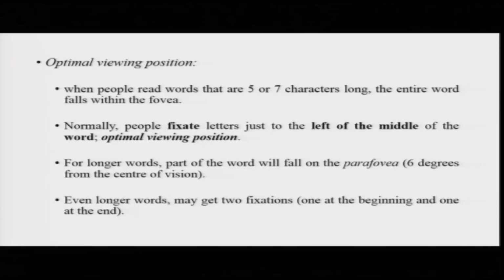When people read words that are around 5 to 7 characters long, the entire word falls within the fovea, and what people normally do is fixate on letters just left of the middle. For a 5-letter word, just left of the 3rd letter is where you would fixate, and the entire word will be within the fovea, and that is the optimal position to read that word. If you then reach the next word, you will probably land just left of the 3rd letter again, and in all other 5 or 7 letter words, and it ensures that you are reading at a very good, fast pace, not making many errors.